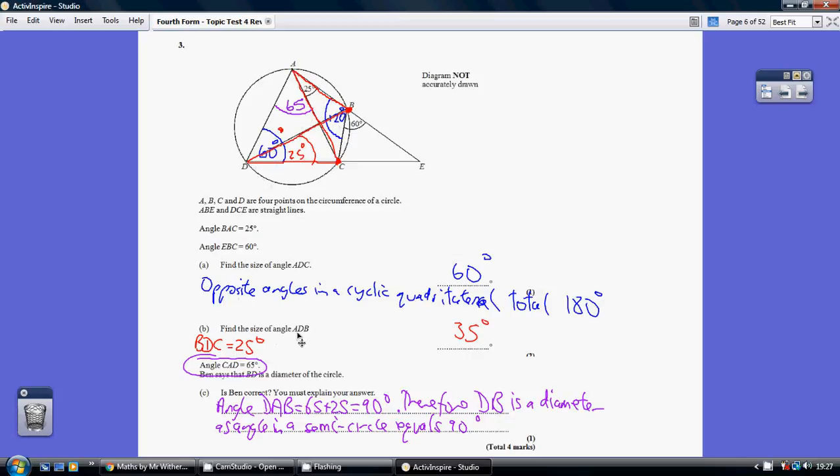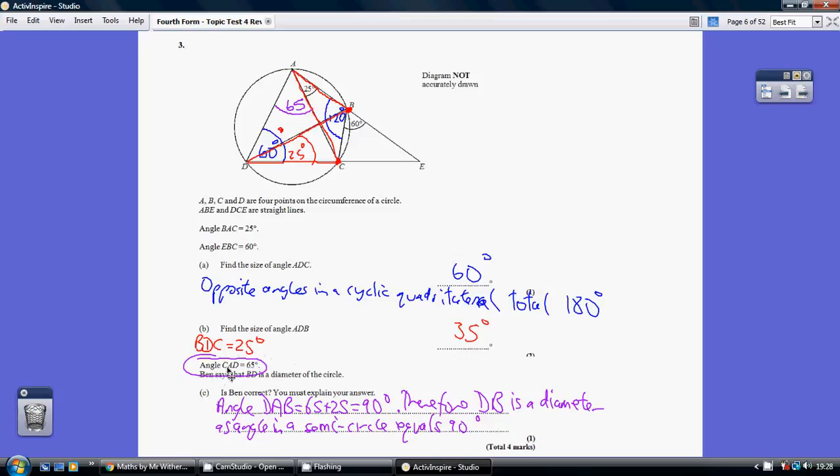Find the size of angle ADB. So there, going from points B and C, we're bouncing off the circumference. So here we go, first of all up here, BAC is 25. So BDC must also be 25. This is 25, but we want to work out angle ADB. So that's the balance taking us up to the 60 degrees. 60 take away 25 is 35.